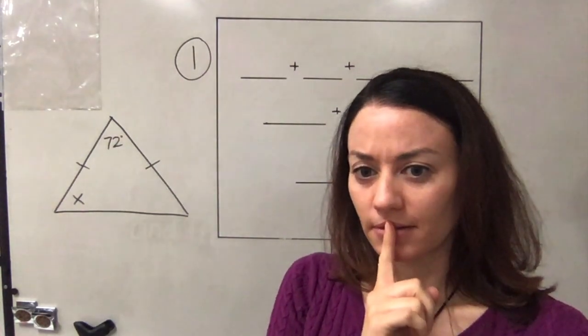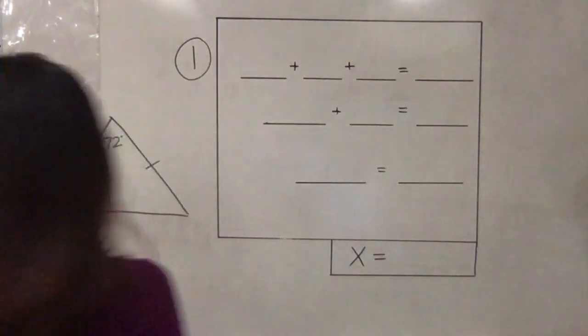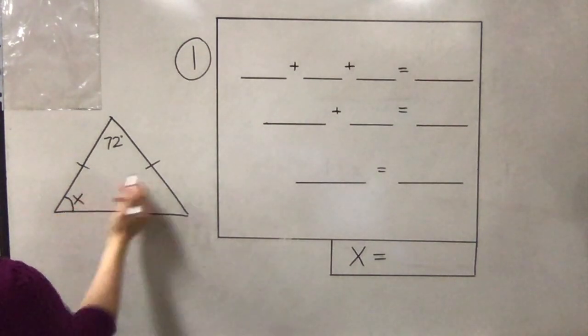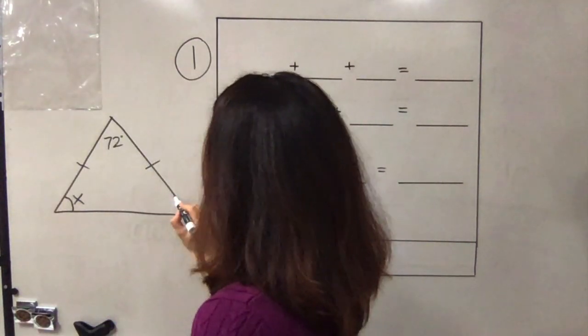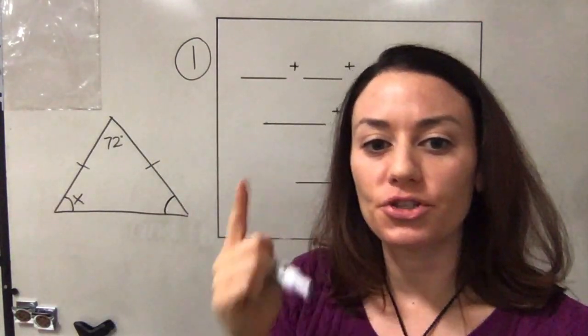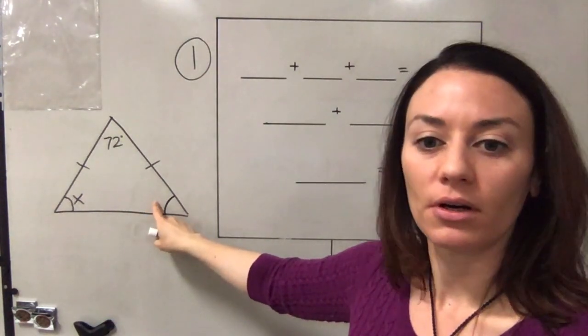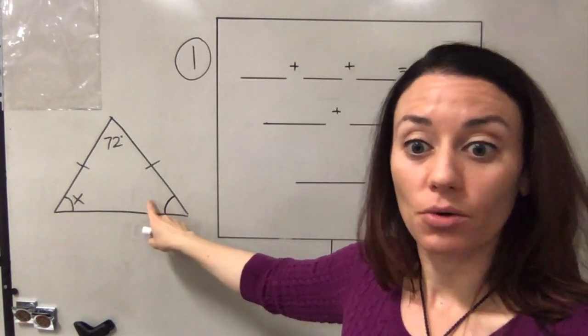What is it? If this is X, because it's the angle that is opposite to the side, what is this one? What do we have to do? What do we have to put here? It's equal, right? So this is going to be what?